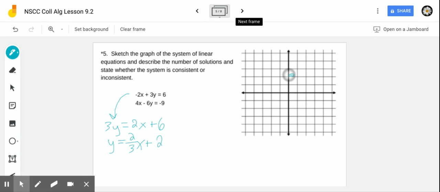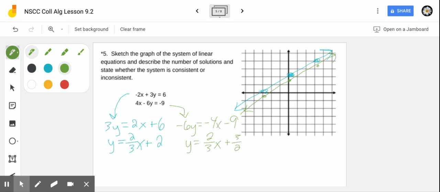So we'll start at 2, count our slope up 2/3. We'll go the other way. And that's what we end up with. We're going to take this other one and also solve it for y. So I'm going to subtract 4x from both sides and divide everything by -6. The slope will be positive 2/3, plus 3/2. So this starts at 1.5 and then goes up 2/3, and then it'll go down 2/3.